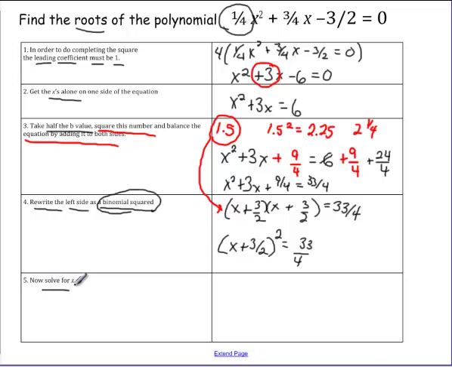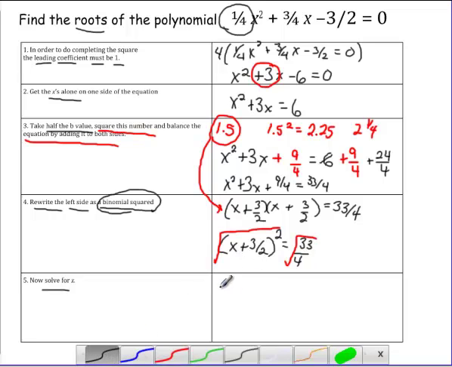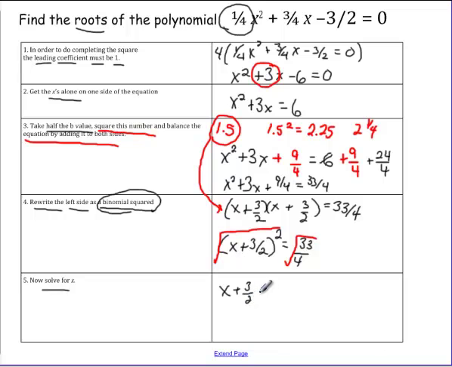And now I can solve for x by taking the square root. So that's x plus 3/2 equals, remember when you take the square root, it's plus or minus. I have to take the square root of 33 over 4. Well, I can't take the square root of 33. I can take the square root of 4. I like this. I got common denominators now. Now when I get the x alone, all I have to do is move the negative 3/2 to the other side. And voila. There is my answer.